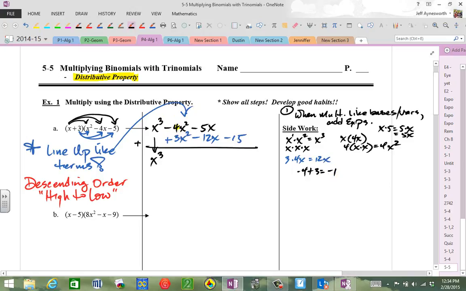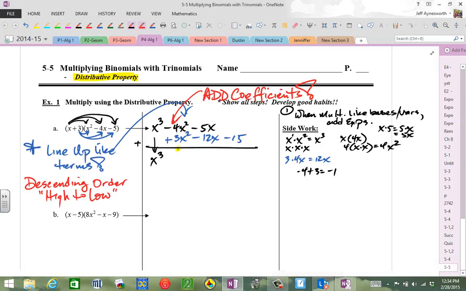Add the coefficients, okay? These are called coefficients. In fact, let me write that down here. Add coefficients. All right. So -4 plus 3 is -1. If you have more negative when you add two numbers, your answer is going to be negative, right? -4x squared plus 3x squared, well, that gives you a -1x squared.